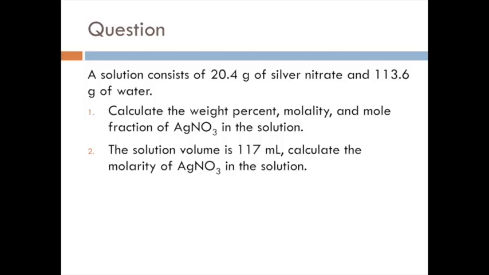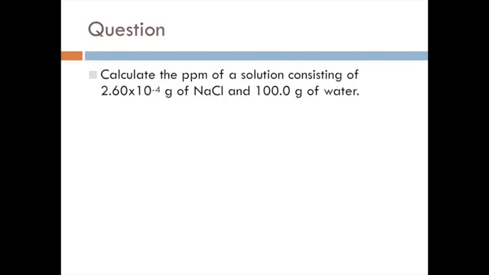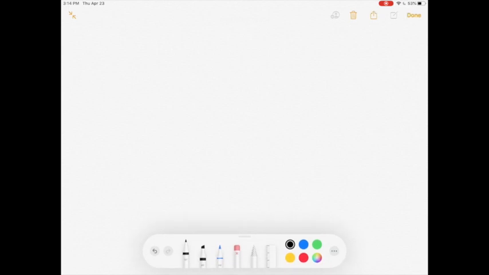Okay, we've got another problem here for you. It says calculate the ppm, so parts per million, of a solution consisting of 2.6 times 10 to the negative 4th grams of sodium chloride and 100 grams of water. So again, it's important to find what is your solute, what is your solvent. So sodium chloride is our solute and water is our solvent.